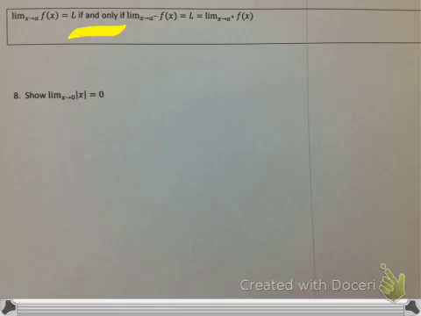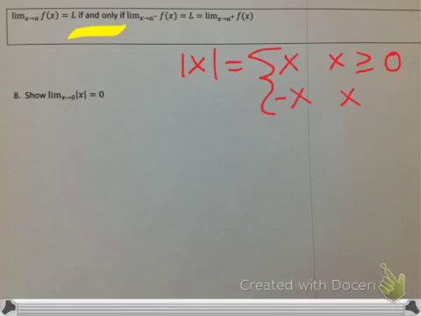Okay, so moving on to absolute value. Number 8 is just saying show, it's not even saying find the limit. Show that the limit as x approaches 0 of the absolute value of x equals 0. So we need to look at what defines absolute value. First, over here, I'm going to define the absolute value of x. We've seen this before. The absolute value of x just equals itself if x is greater than or equal to 0, and it equals negative x if x is less than 0.